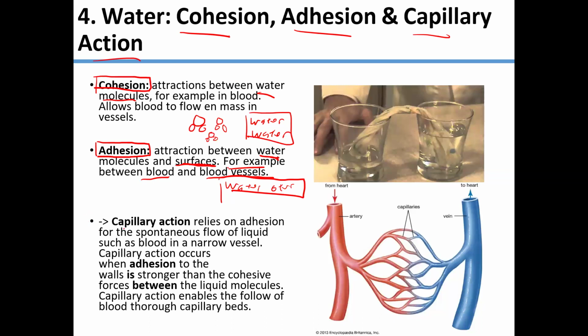And then finally, our capillary actions. When it comes to capillary actions, they rely on adhesion from spontaneous flow of liquid, such as blood in narrow vessels. And capillary actions occur when adhesion to the walls is stronger than the cohesive force between the liquid molecules. So capillary actions enable the flow of blood through capillary beds. So this is going to bring us to these diagrams here. Essentially, what this means is capillary actions allow things to flow in a direction.